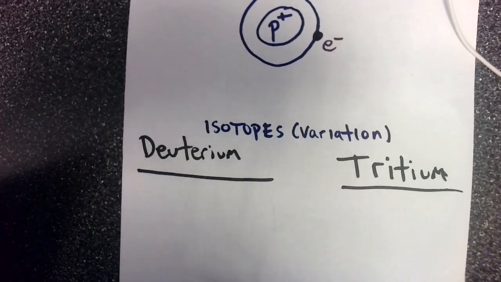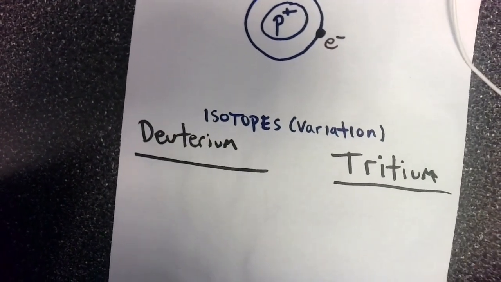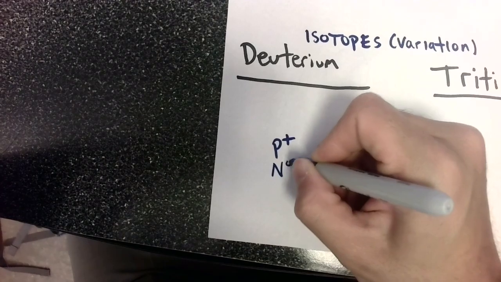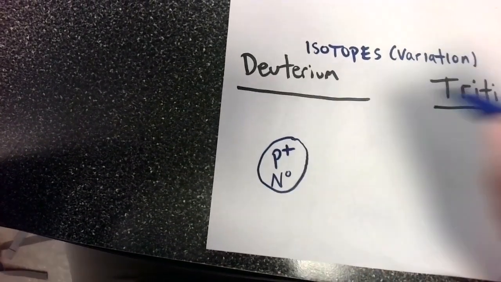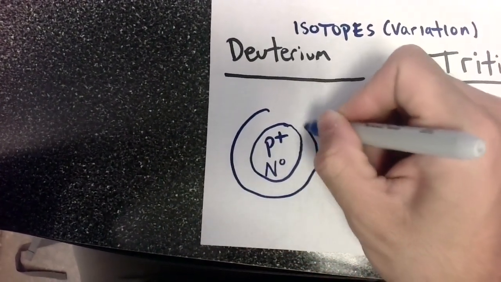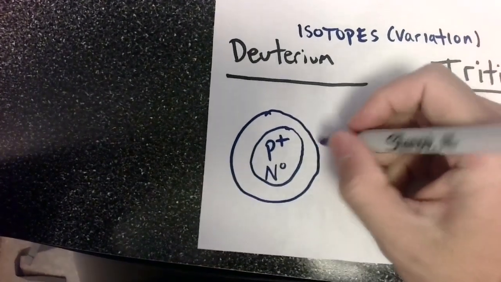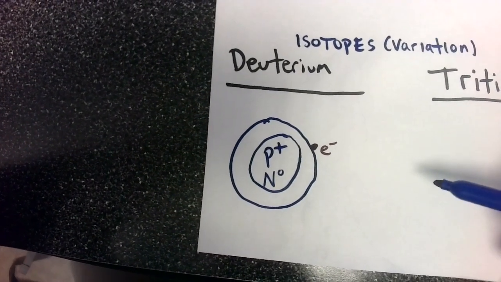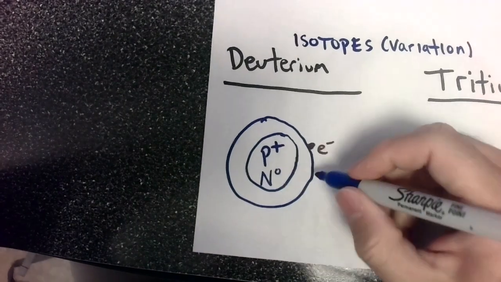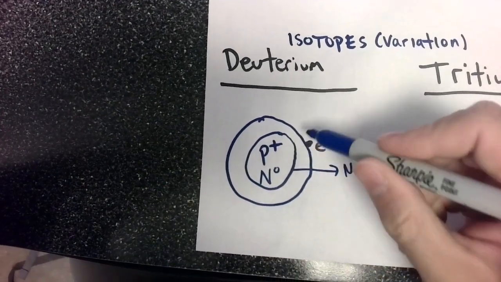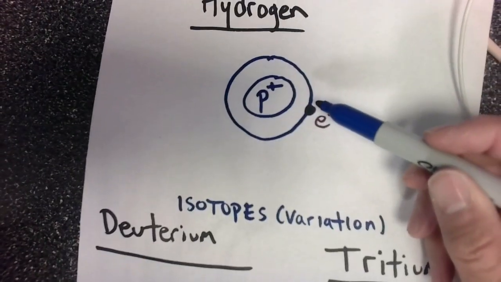So there are variations of hydrogen that are heavier, and they have one proton and one non-charged neutron within the nucleus. They still have one electron. So we can see when we're comparing this nucleus, the nucleus is larger in deuterium because it has an extra particle than in regular hydrogen.